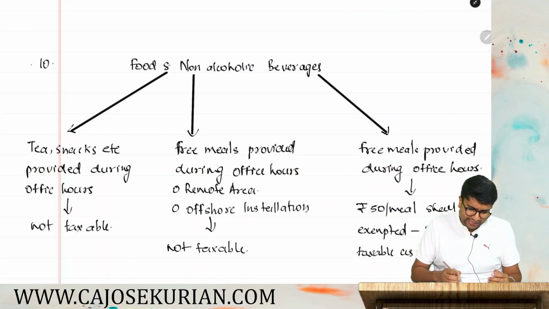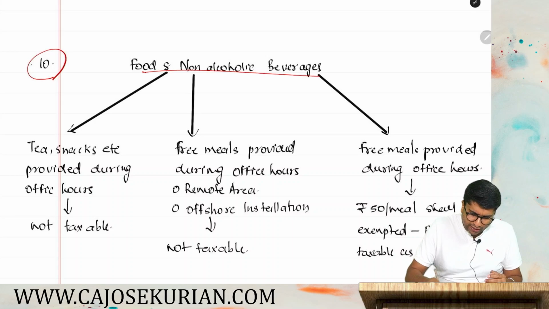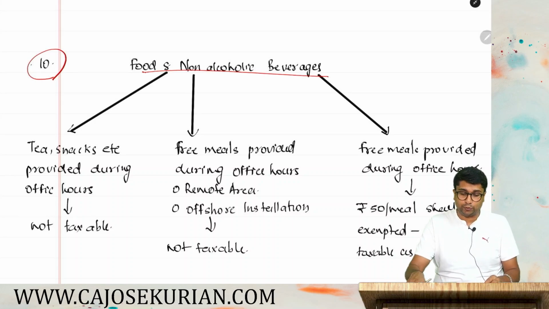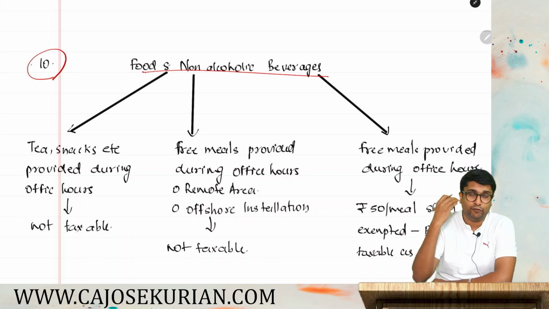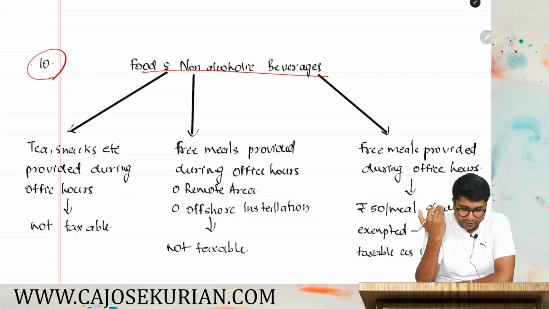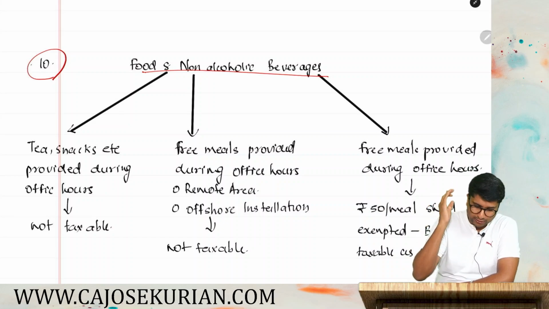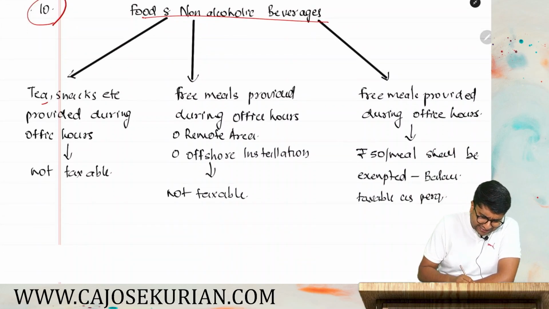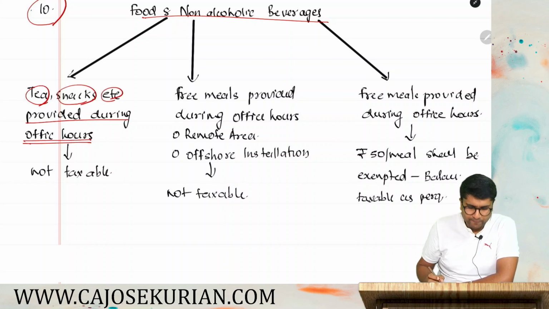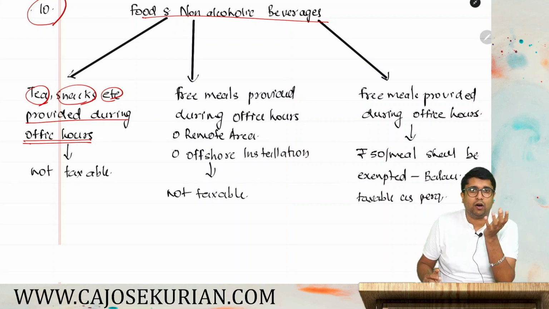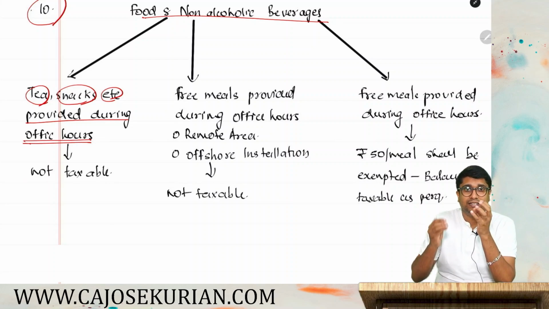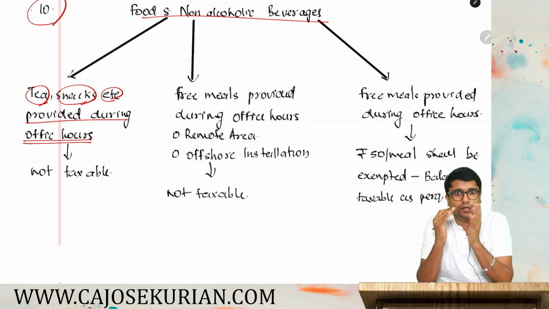Moving on to the 10th one, say food and non-alcoholic beverages given by the employer to the employee. Say the employer is providing food or non-alcoholic beverages to the employee. How do you compute the value of perquisite? Very simple. Tea, snacks, etc. provided by the employer during office hours. Say the employer is giving free tea or samosa, chaats, etc. as light refreshments to the employee during the office hours.